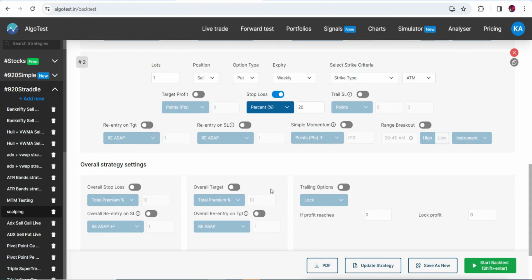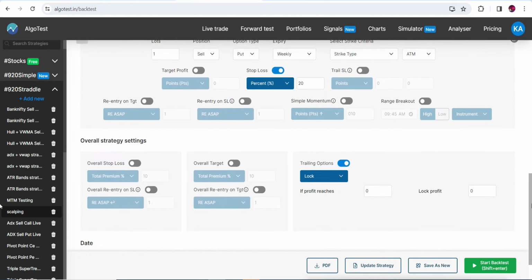Now the next feature we have is the trailing option. We can also trail our stop loss. This is how it works. We get three options in this. First is lock. What the lock feature does is lock our profit. For example, what I want is if my profit is 5000, it will lock profit of 2000.